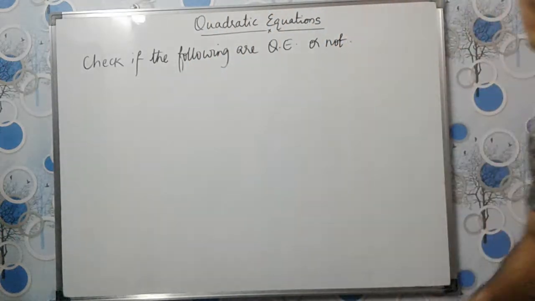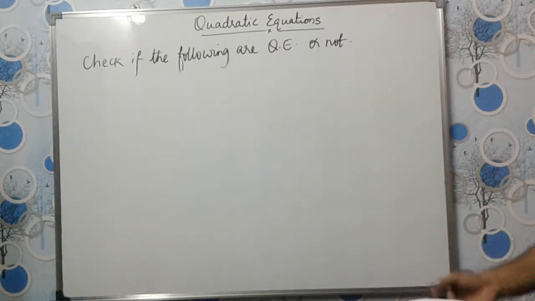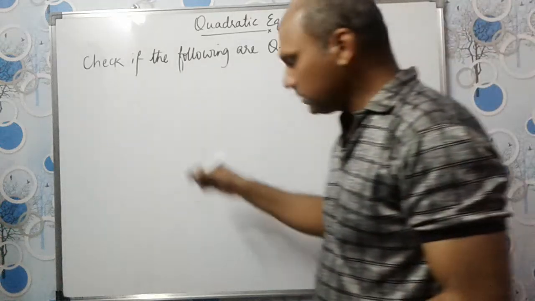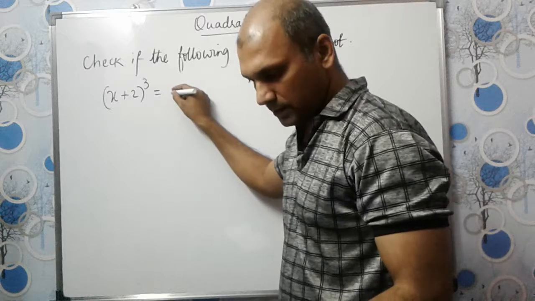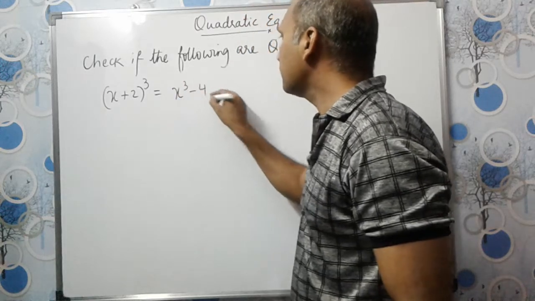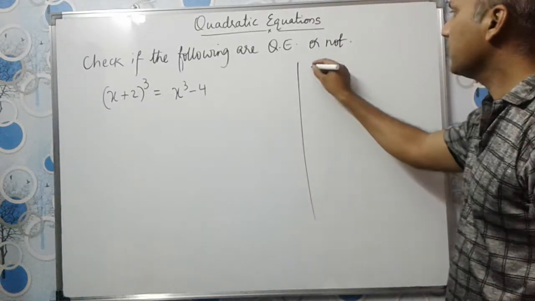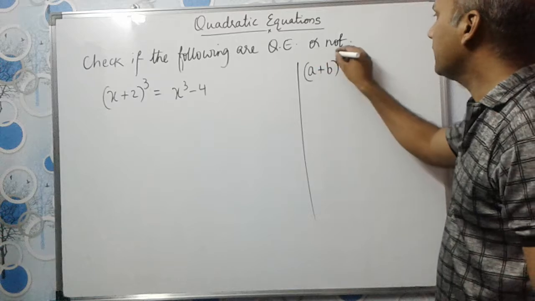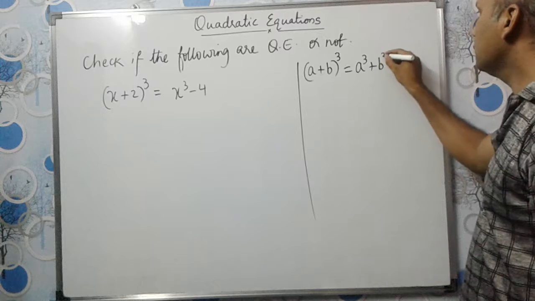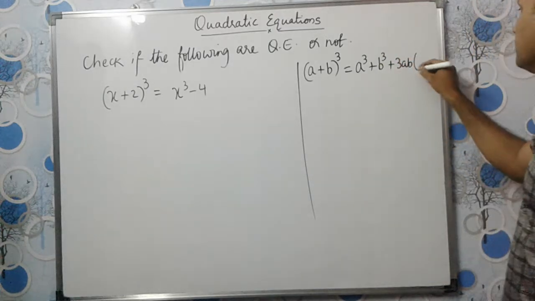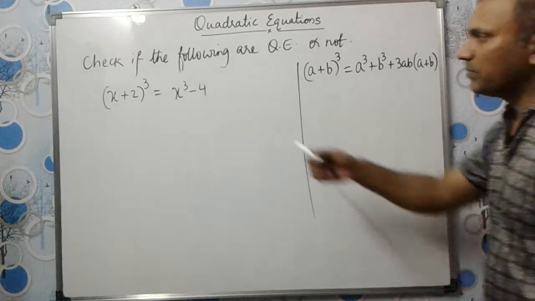Now I'll give you two questions as homework for you. All right, now x plus 2 whole cube is equal to x cube minus 4. We should use a plus b whole cube identity here. I am going to write the identity also. You use this identity and try this. A plus b whole cube is a cube plus b cube plus 3ab multiplied by a plus b. Use this identity and simplify.